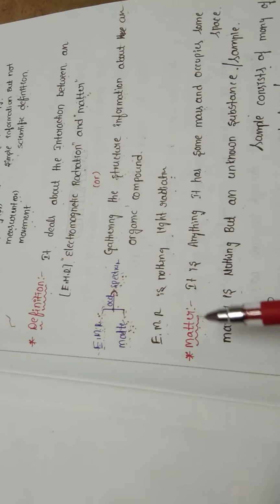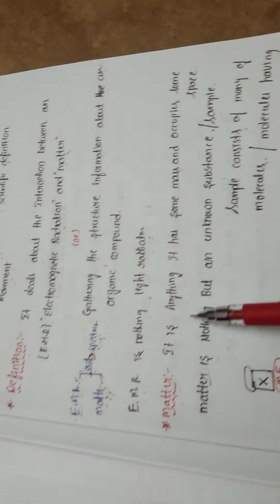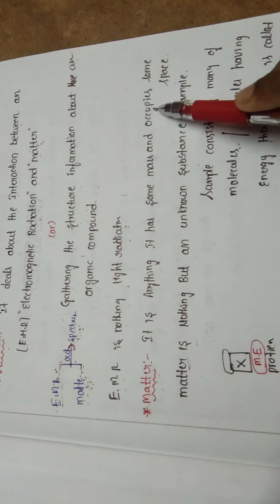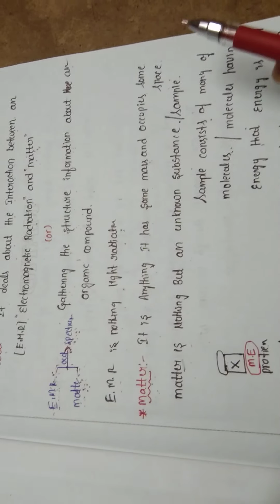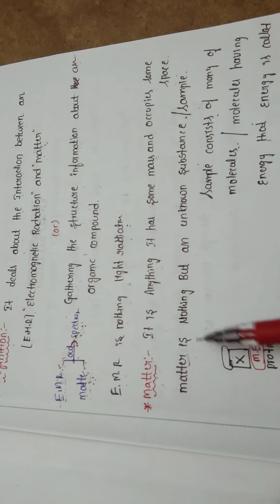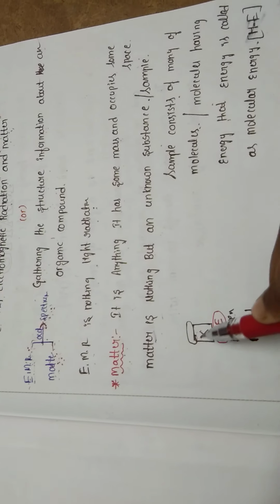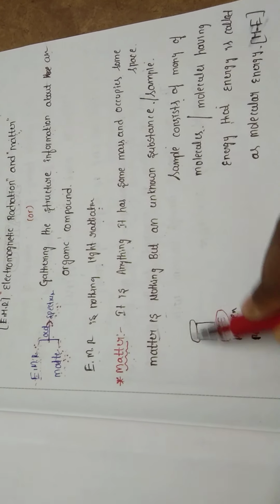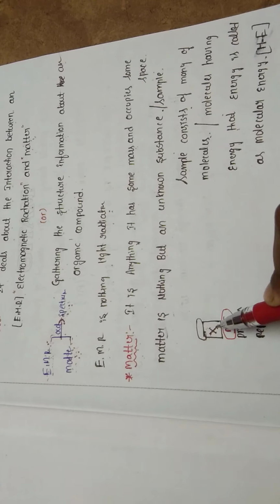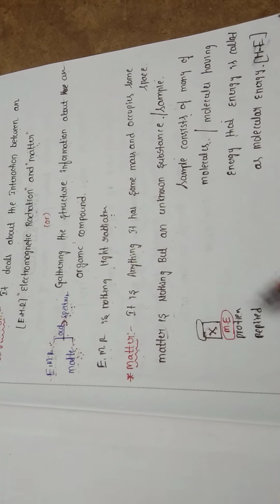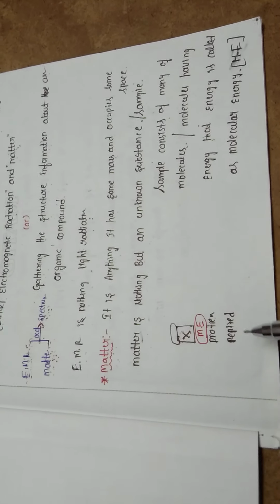Now coming to matter. Matter is anything that has some mass and occupies some space. In other words, matter is nothing but an unknown substance. This is the sample holder, and this is the unknown substance. The unknown sample may be a protein, a peptide, or any other organic substance.